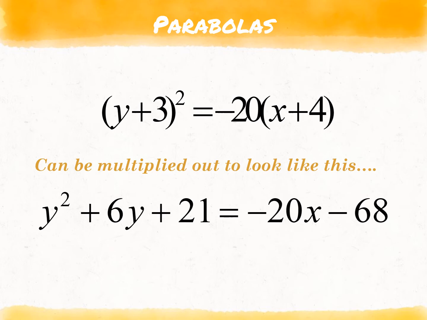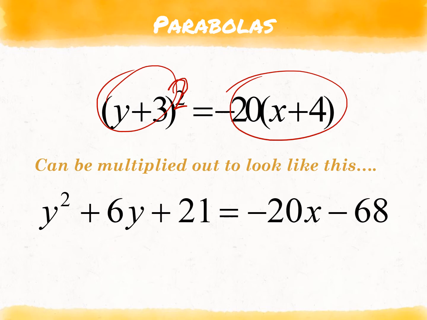A parabola is more unique and easier to identify because it only has one value squared. And so if we were to FOIL this out, distribute this, we would have a general form that looked like this. It's easy to identify because there's only one squared value.